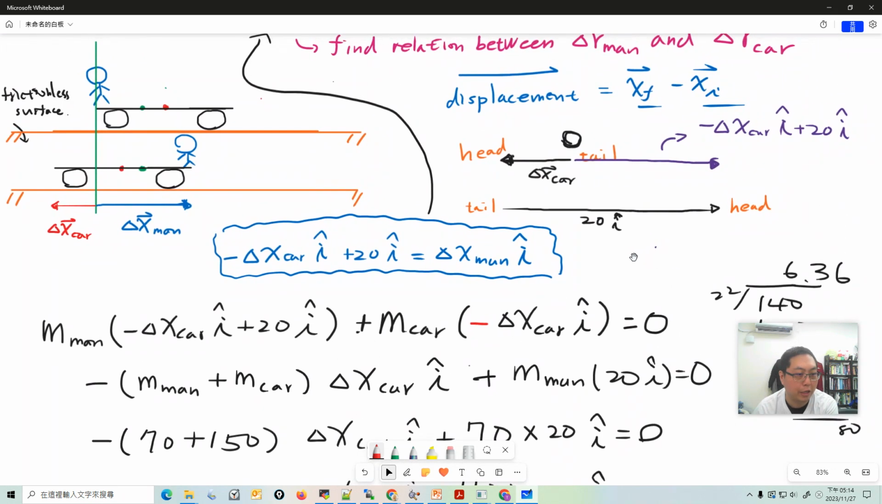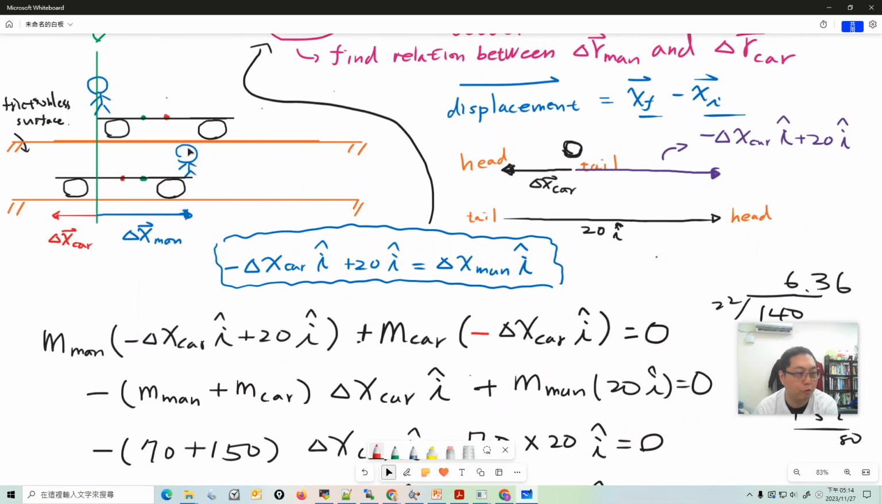Right now we just have one man walking from left to right. Maybe in high school you might practice a problem where there are two men on the car with different masses, and they switch positions. After they switch positions, how far does the car move? That would be more difficult.